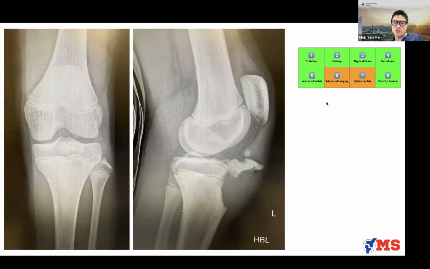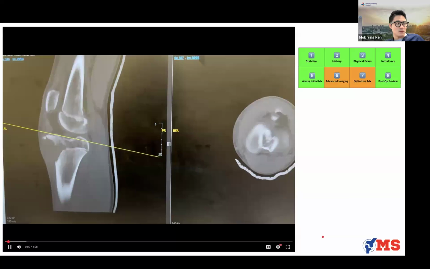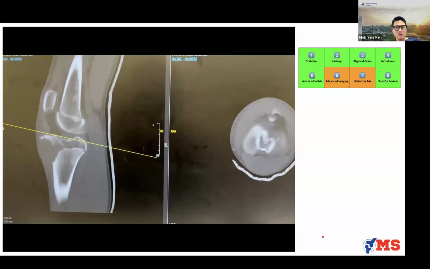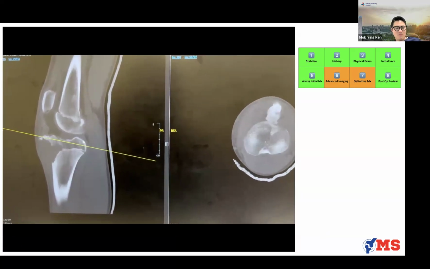Now, the next question for the clinician is to ask ourselves whether we need advanced imaging. Now, in this case, this is a proximal tibial fracture with intra-articular extension. A CT scan is ordered to look for the intra-articular fragmentation and to plan for the surgery. So here is my explanation and walkthrough of the CT scan. Alright, so this is a CT scan of this patient with a tibial tuberosity fracture. The most helpful view here, of course, would be the sagittal view.